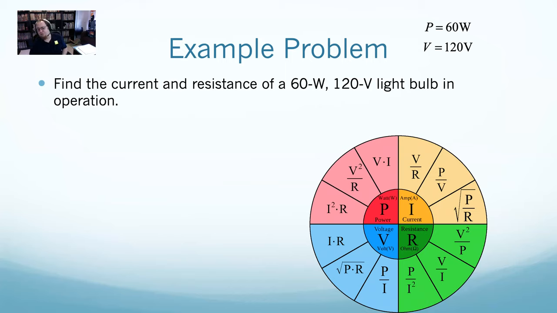If I want to solve for current, I'll go to my circle, and I'll find where current is. It's right there. I have three equations for current: V and R, P and V, P and R. I know P and V. So let's use the P and V equation. Current equals P over V. So current is 60 watts over 120 volts. It's a half an amp.